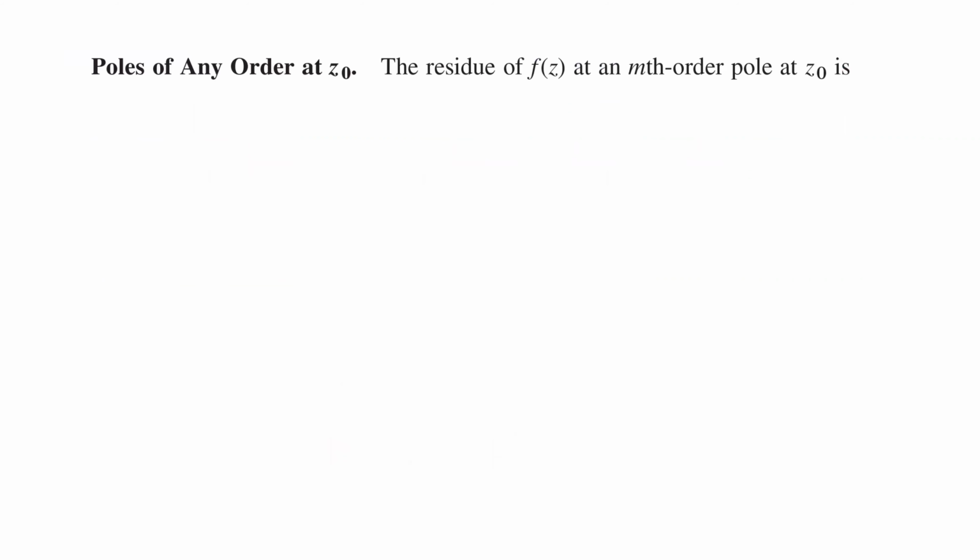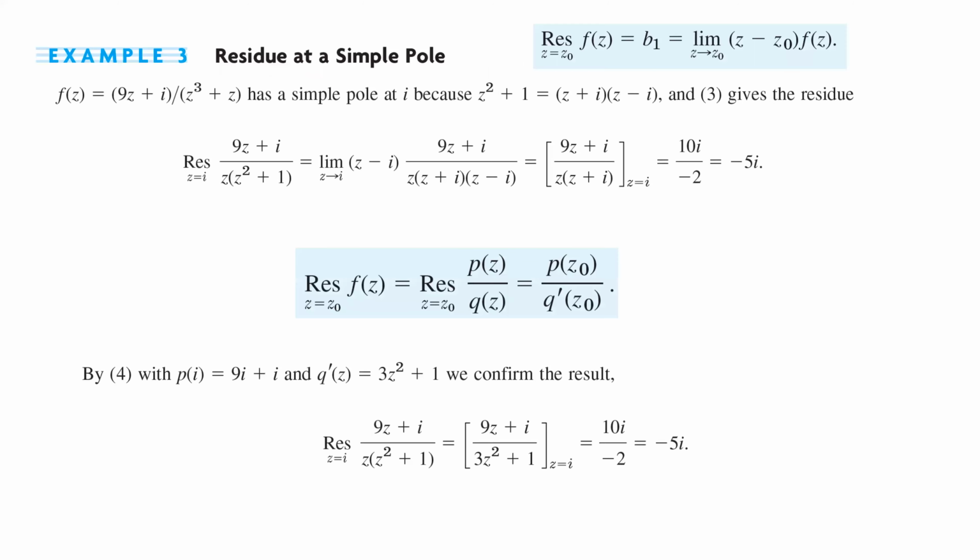All right. Now, what if we have poles of any order at z naught? These two formulas were for a simple pole, when the highest power in the denominator for z minus z naught is 1. But what if we have a higher power in the denominator?